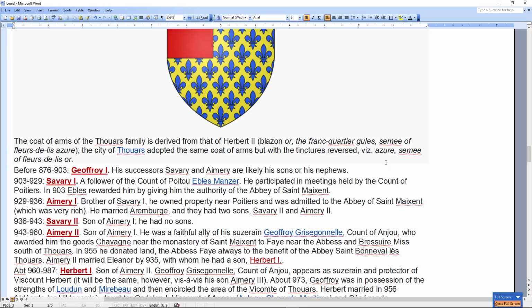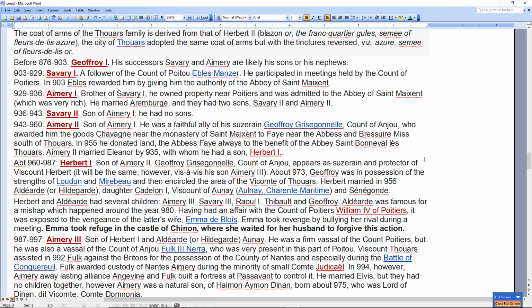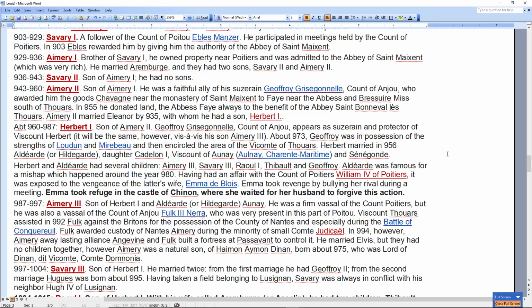But if we look at his lineage of who he was, his ancestors were all pretty much great people, and they had a lot of, how can I say it? They had a lot of influence within France. So they were a very powerful family.